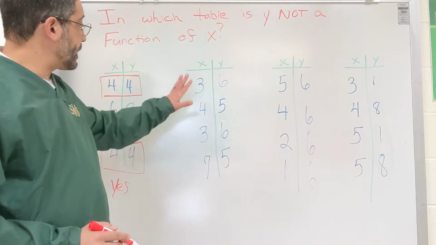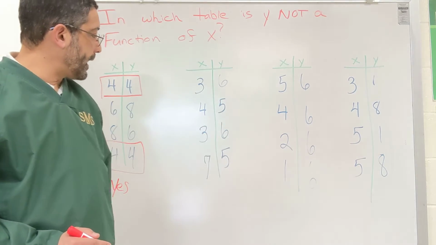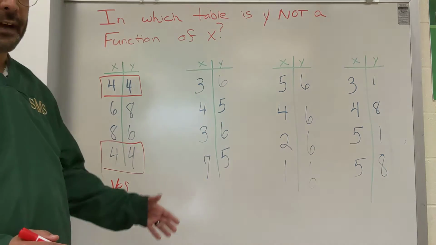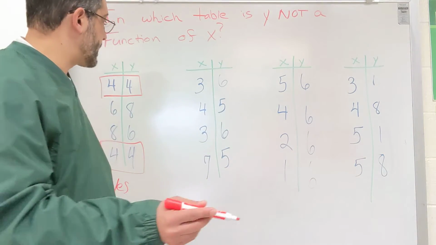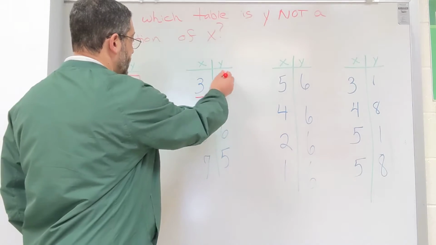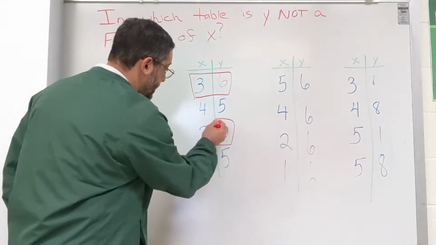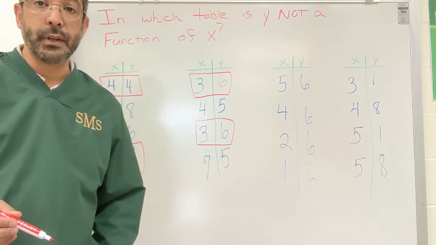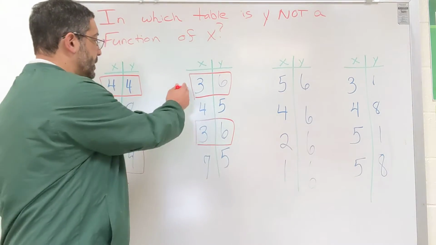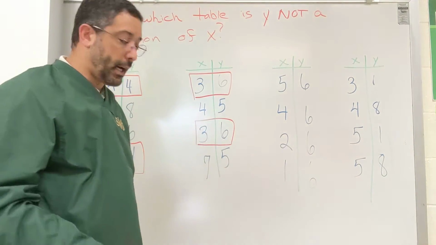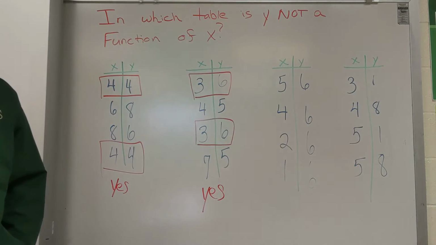Okay. Now if I look at the next one, I have 3, 4, 3, 7, and then 6, 5, 6, 5. So if I initially look at it, yes, my x value of 3 is occurring 2 times. But if I take a closer look, that's the ordered pair 3, 6. This here is the ordered pair 3, 6. So really what I see is just that ordered pair being listed 2 times. So that means my x really is not repeating. So this one is going to be a function.